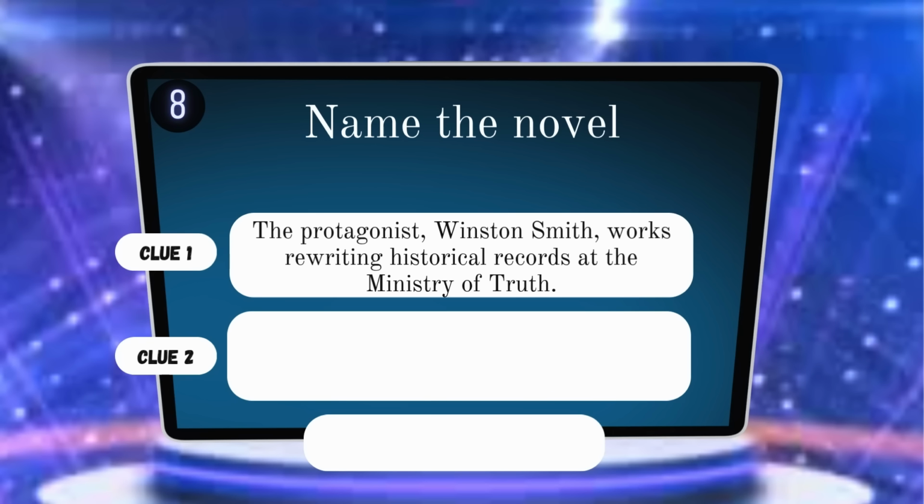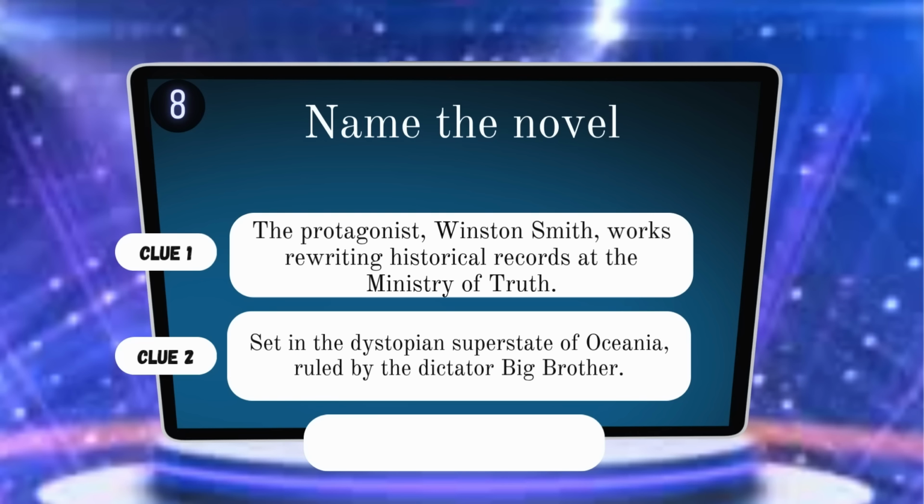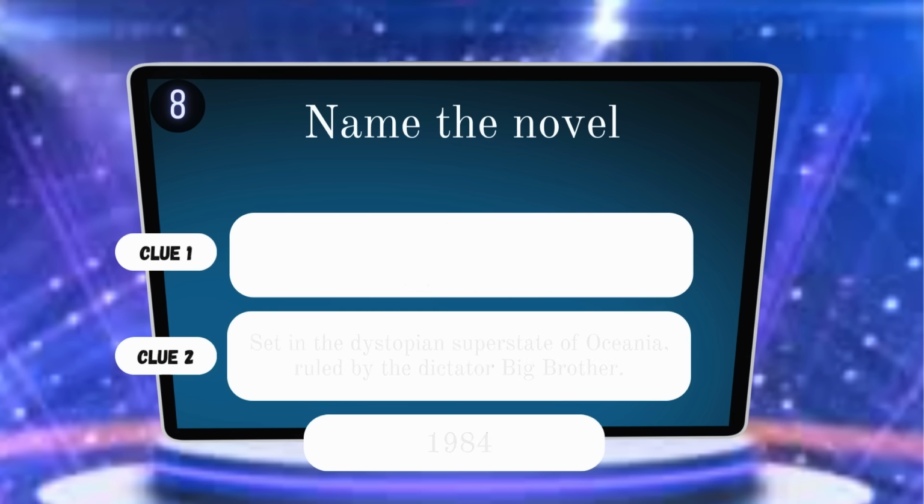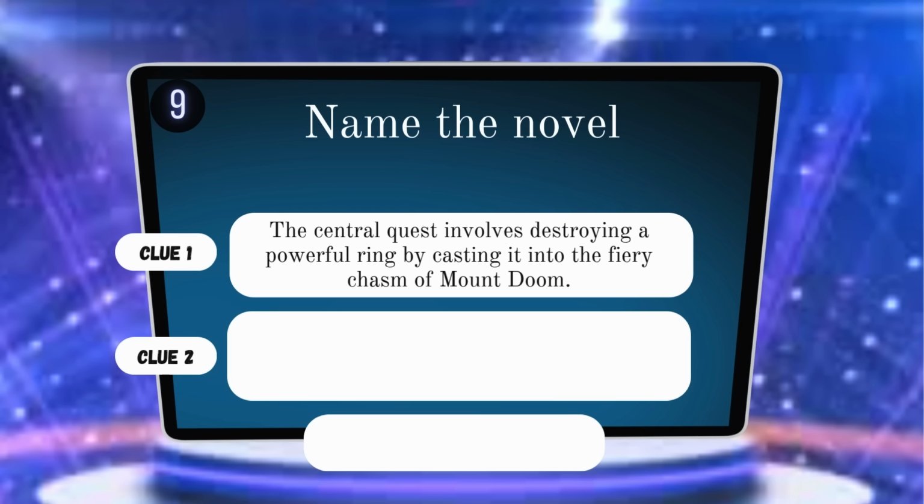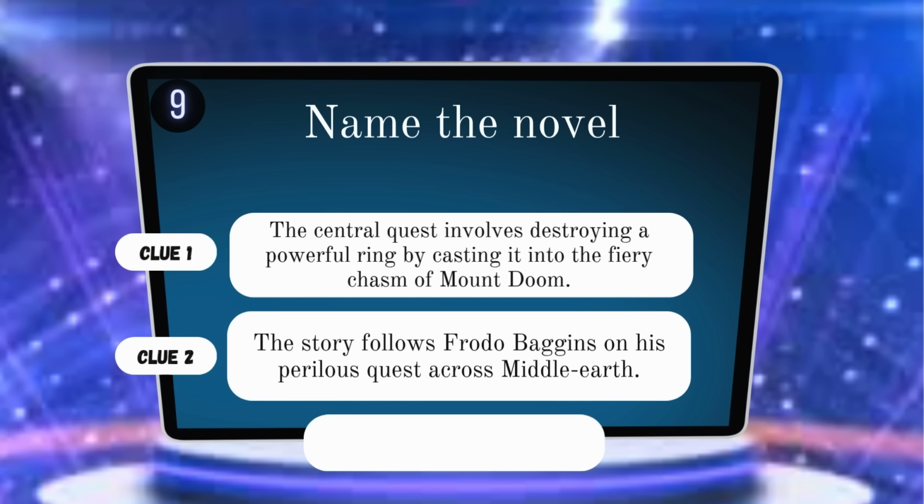The protagonist, Winston Smith, works rewriting historical records at the Ministry of Truth. Set in the dystopian superstate of Oceania, ruled by the dictator, Big Brother. That is, 1984. The central quest involves destroying a powerful ring by casting it into the fiery chasm of Mount Doom. The story follows Frodo Baggins on his perilous quest across Middle-earth. That is, The Lord of the Rings.